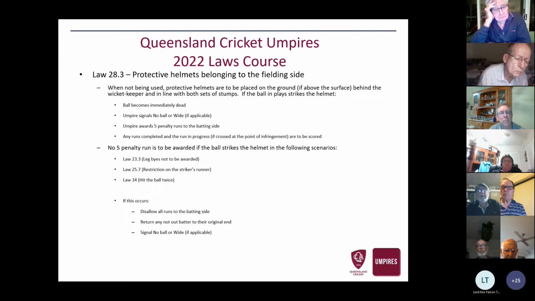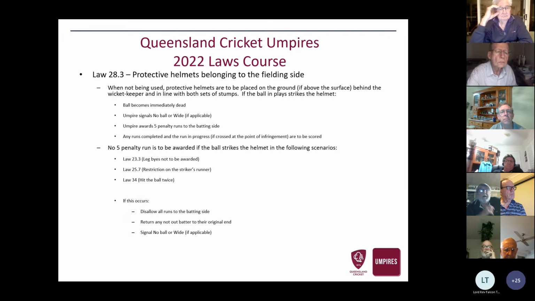We've talked about Law 28.3 a fair bit tonight, but this is what it's all about. Protective helmets belonging to the fielding side, when they're not being used, are to be placed on the ground if they need to be above the surface, so they can be hidden away if there's sufficient space around the square to do so, in those little hidey holes that you'll see on TV. But if that can't be done, they need to be put behind the wicketkeeper and in line with both sets of stumps. In the event the ball strikes the helmet, that ball becomes immediately dead.